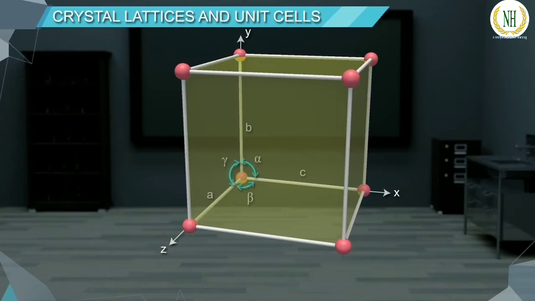Overall, a unit cell is characterized by 6 parameters, that is a, b, c, which are edge lengths, and alpha, beta, and gamma, which are interfacial angles. There are 7 possible combinations of a, b, c, and alpha, beta, and gamma, forming 7 types of unit cells. These are also called crystal systems.